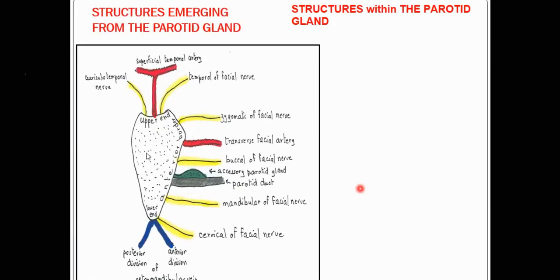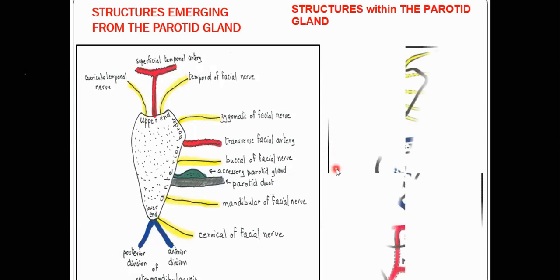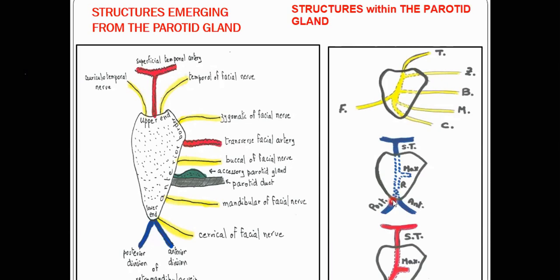Here you can see the external carotid artery dividing into the superficial temporal artery. Here you can see the anterior and posterior retromandibular veins. Then the parotid duct comes out from here, and these are the terminal branches of the facial nerve. So this is the picture showing you the different structures lying within. The facial nerve is lying within the gland. The external carotid artery is lying within the parotid gland.